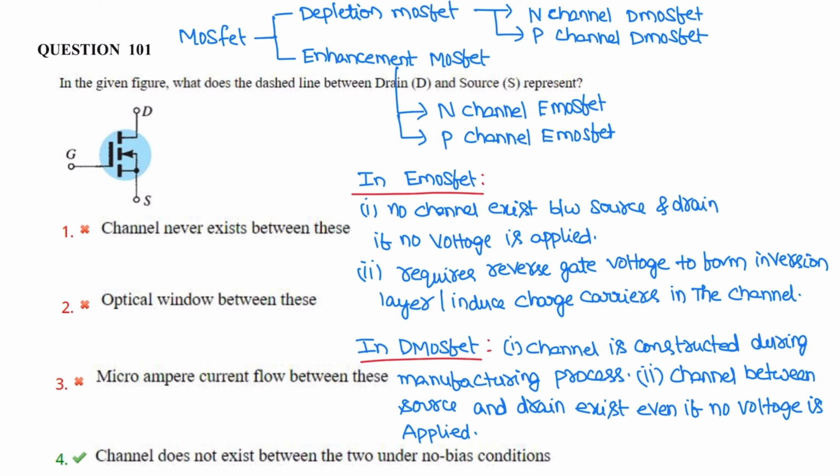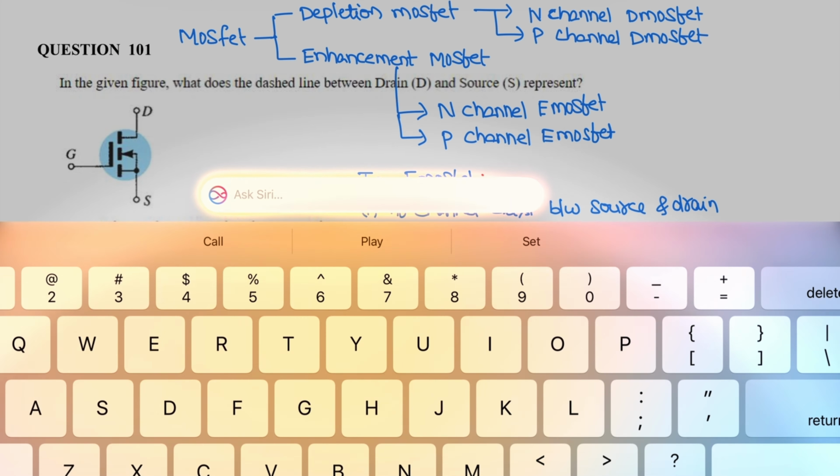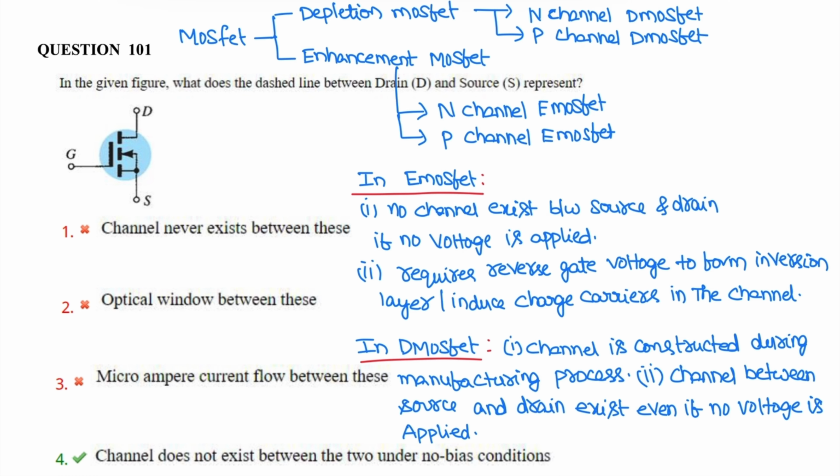In the given figure, what does the dashed line between drain and source represent? So it is a MOSFET. We will see whether it is a depletion MOSFET or an enhancement MOSFET. MOSFET is of two types, depletion MOSFET and enhancement MOSFET. Depletion MOSFET again has two types, P channel and N channel depletion MOSFET. Similarly, enhancement MOSFET is of two categories, N channel enhancement MOSFET and P channel enhancement MOSFET.